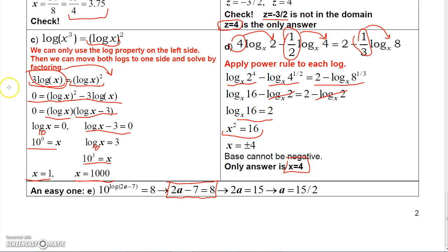Okay, so that ends the section on solving log and exponential equations. In the next section, we'll look at some applications.